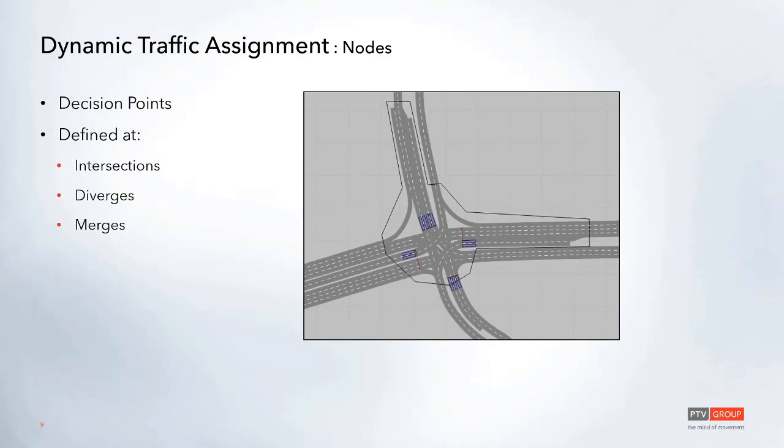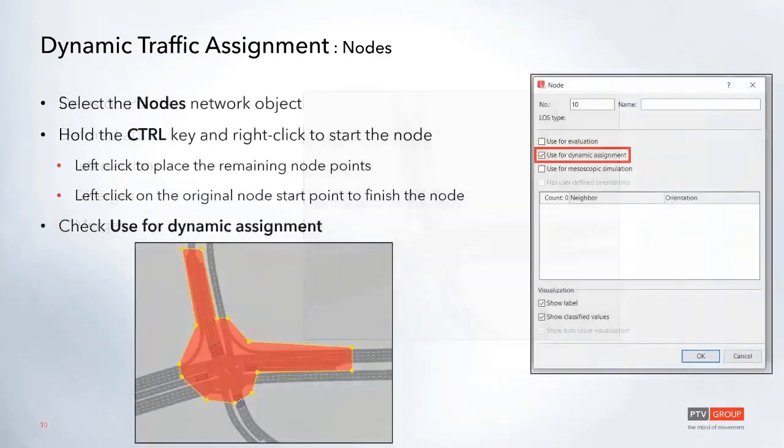All right, so let's take a closer look at all of these elements that need to be defined. First up is going to be nodes. Again, these are going to be placed at any decision points where vehicles will need to decide what their next choice will be. So nodes are really just a polygon that can be placed around any of these locations. For DTA, you'll need to place these at any intersections, making sure to include the turn bay, and then also at any diverge and merge points.